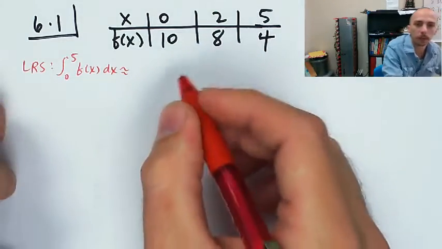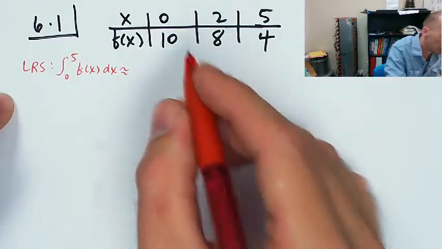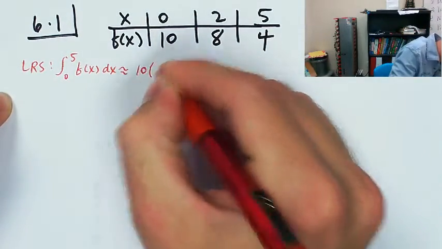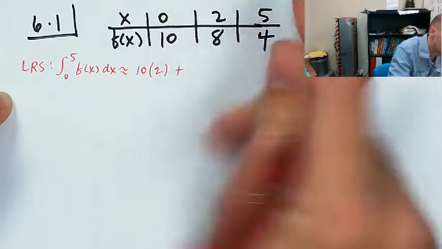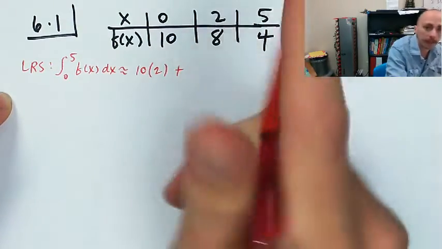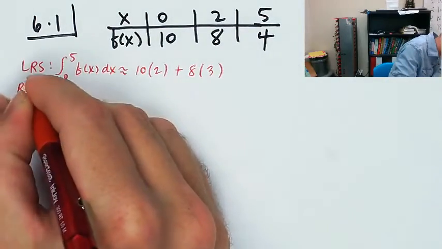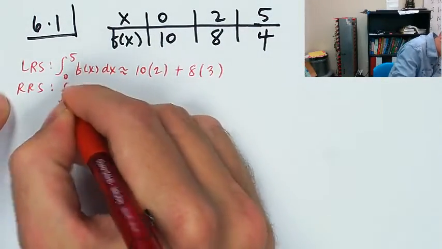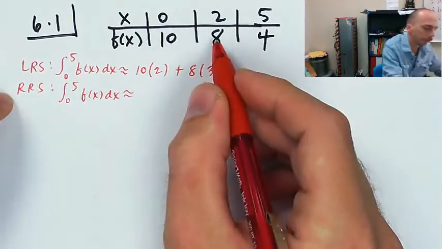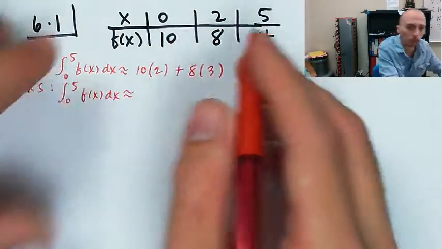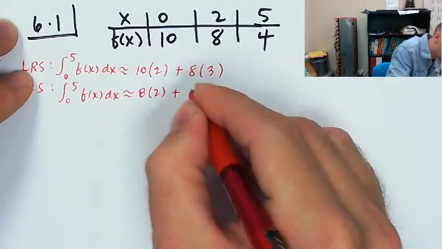That's going to be approximately equal to the height of the rectangle I get from the left edge of the subinterval, and that would be 10, multiplied by the width in that subinterval, which is 2, plus the height given by the left edge of the next subinterval, that's 8, times the width here, which is 3. A right Riemann sum would be the integral from 0 to 5 of f of x dx is approximately equal to, well, I would use the right endpoint, so I would use 8 and 4. The widths are still 2 and 3, though.